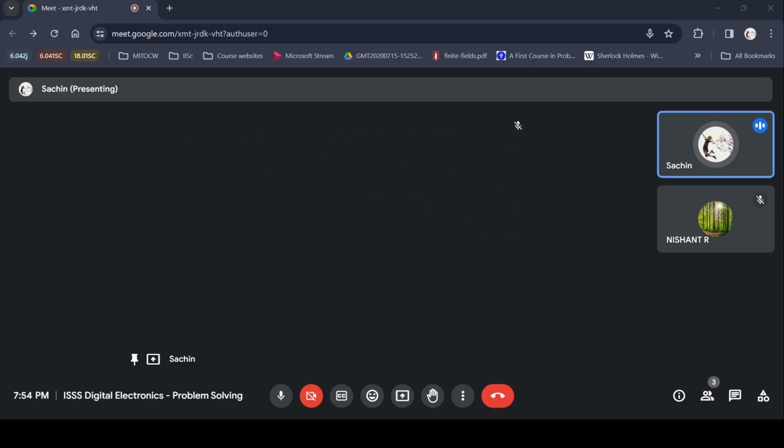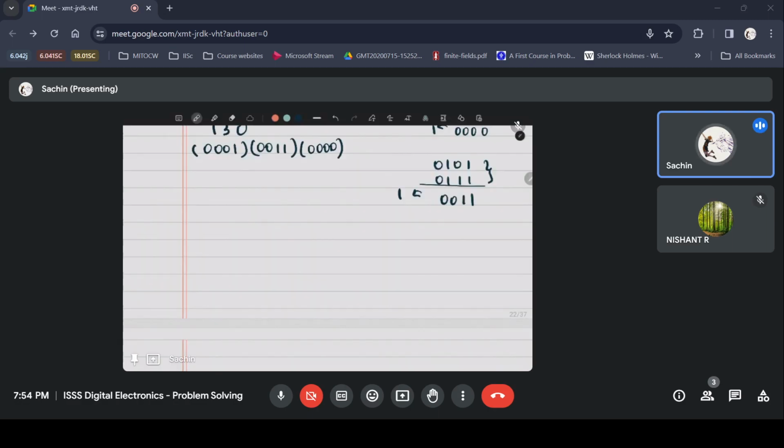The remaining part of this I will cover in the next class, and then we'll do a few problems, not much, and then we'll move on to logic gates in the next class on Saturday.